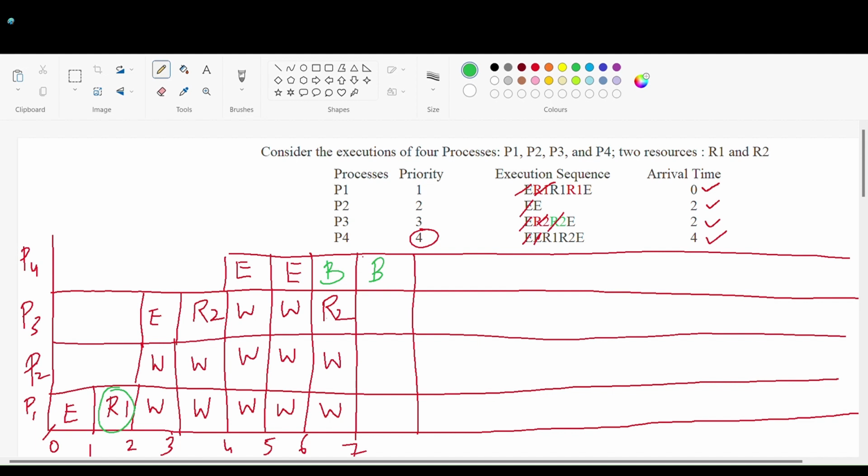P4 will go to the blocked state again because R1 is not available, and P3 still has high priority, so P3 will execute E again. Then P2 will go to the waiting state and P1 will go to the waiting state. Now P4 is still blocked. And P3 exits because P3 has already executed all its execution.